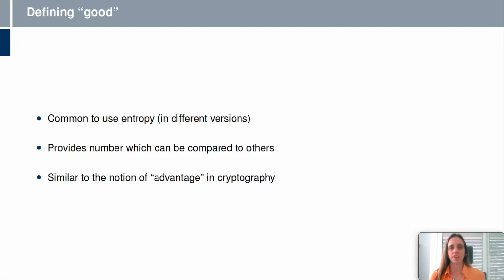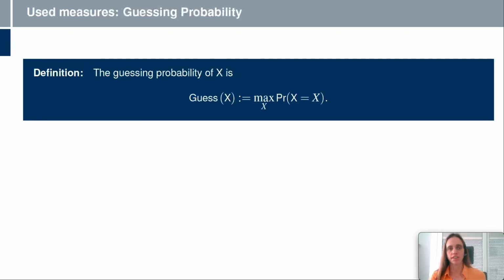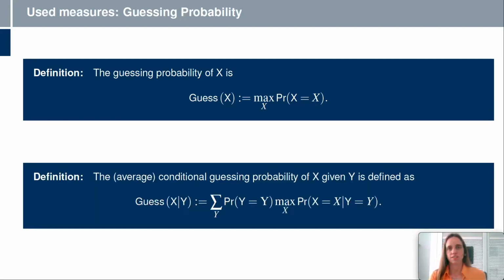And to do that, we use guessing probability, which in the end will lead us to min entropy. So my guessing probability of a random variable x is simply the maximum of all probabilities over the values x can take. And in our context, this means we have a set of spenders, and we just have a look at which of the spenders is the most likely one.